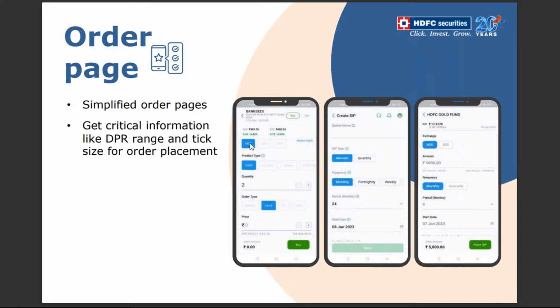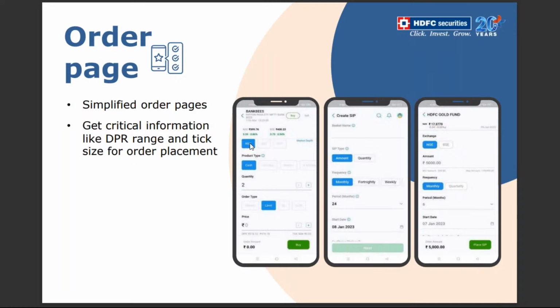Under the order page, you will get the details on which stocks you placed orders for. All the orders will be shown under the order page, along with the daily moving average of the particular stock, the price movement, and the tick size of the order placement. So whatever orders you placed, everything will be listed under the order page, so that you can see whether the particular order is placed or not, whether it is executed or not, or if you want to modify the order, or cancel the order if it is not executed.